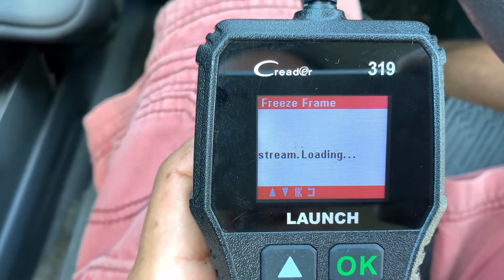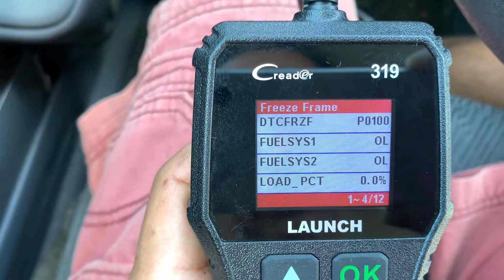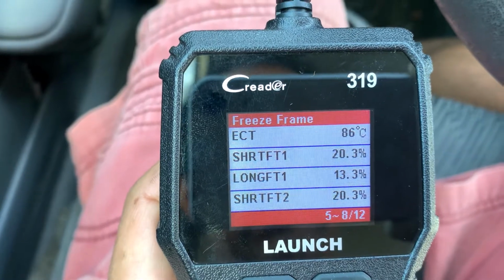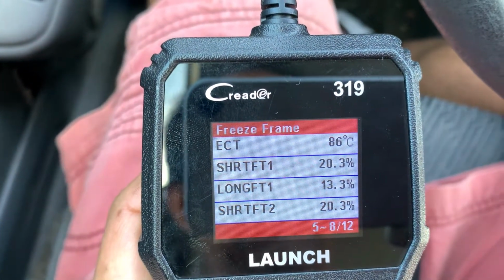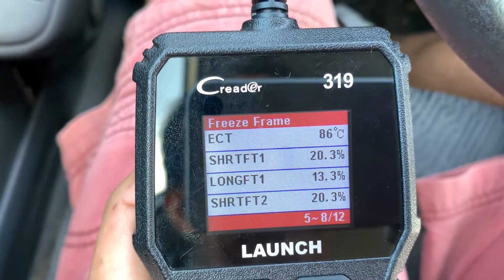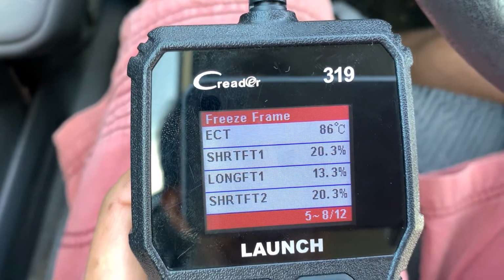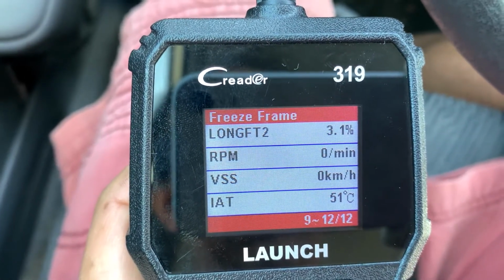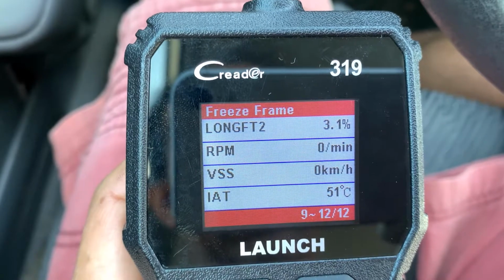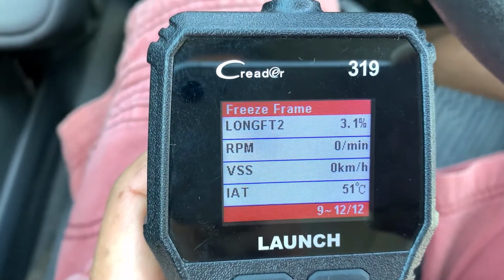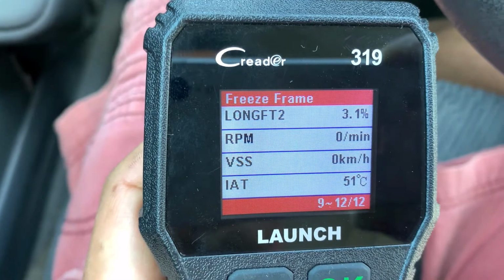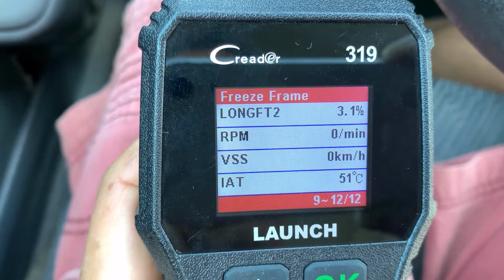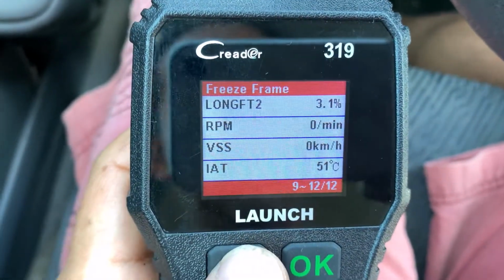When the idle is dead, in the freeze frame, the short term fuel trim is 20.3 and the long term is 13, so it's 33 on bank 1, and bank 2 is 20 and 3.1. So basically the car was trying to make the mixture richer, but it didn't work.